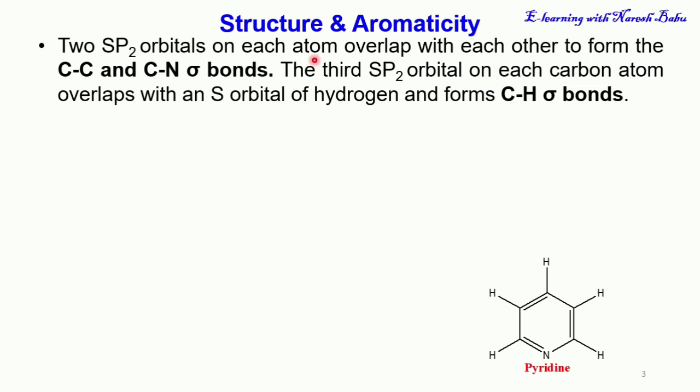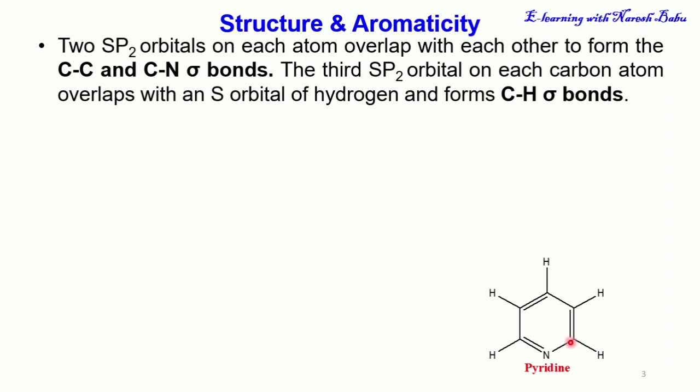Two sp2 orbitals on each atom overlap with each other to form the C-C and C-N sigma bonds. Each atom in the ring makes two sigma bonds, either C-C or C-N, in the ring system containing six atoms, five carbons and one nitrogen. The third sp2 orbital on each carbon atom makes a bond with the s orbital of hydrogen, so C-H sigma bonds are formed in the ring system.